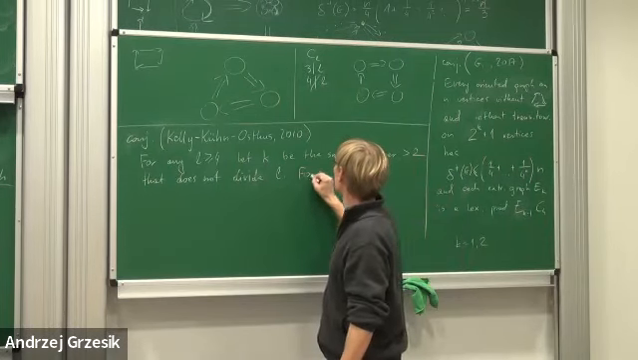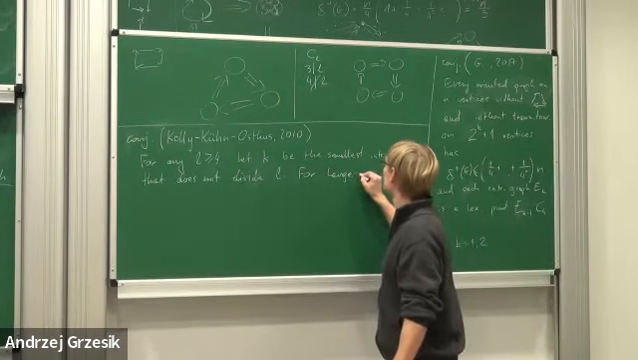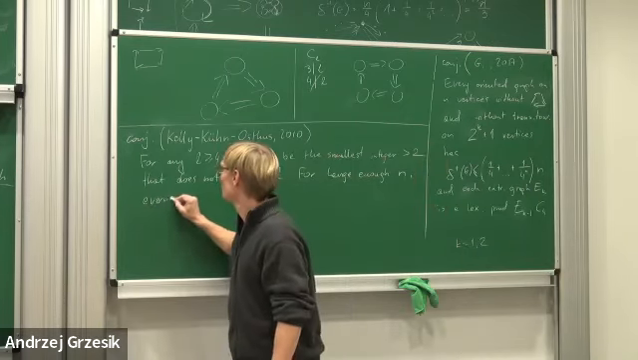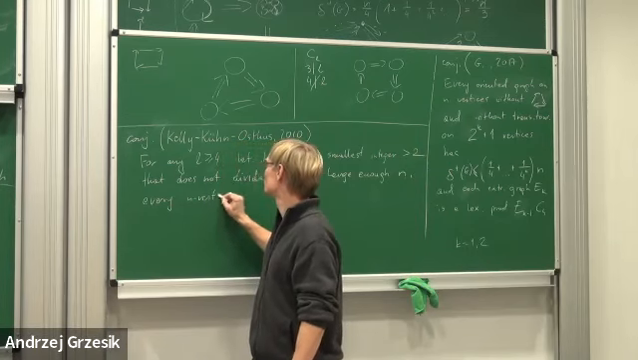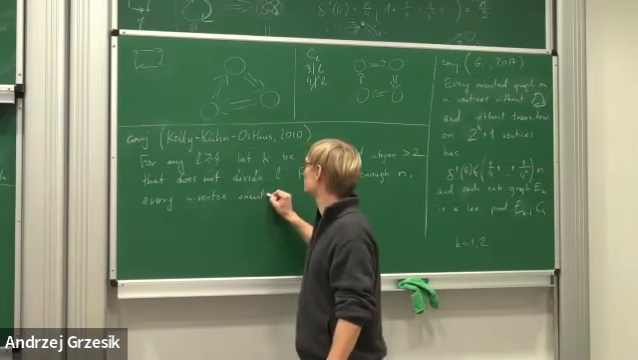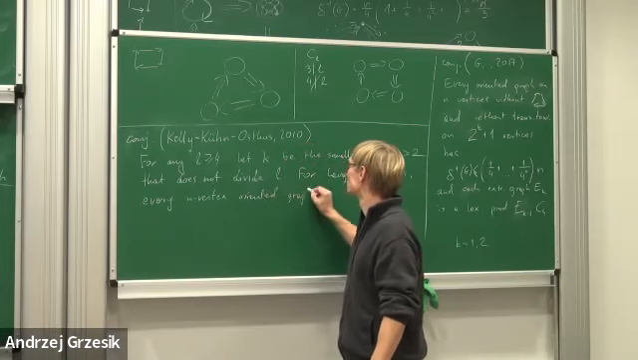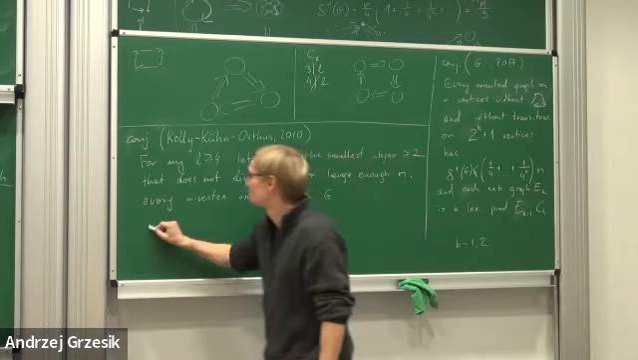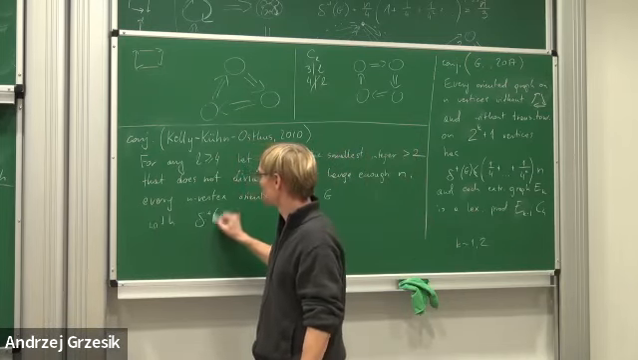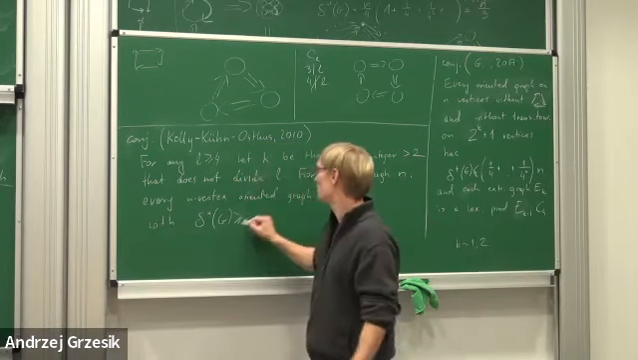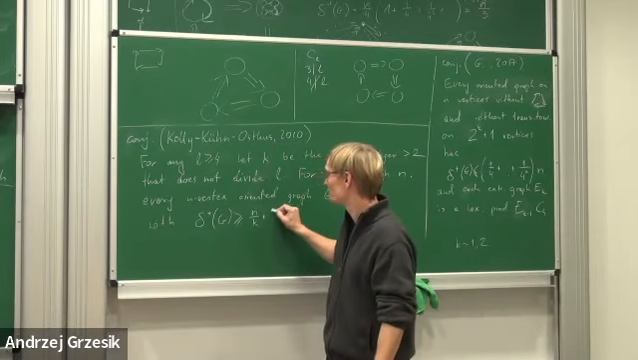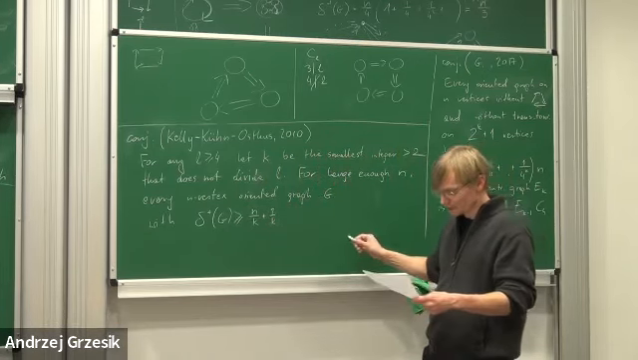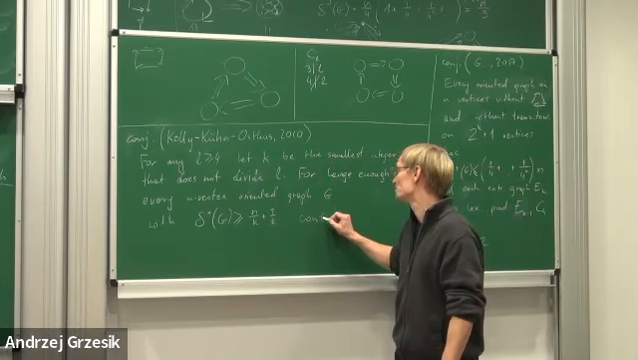Yes, and then for large enough L, every n-vertex oriented graph with minimum semi-degree above this threshold n over k contains the forbidden cycle. Okay, so anything above contains my forbidden cycle.